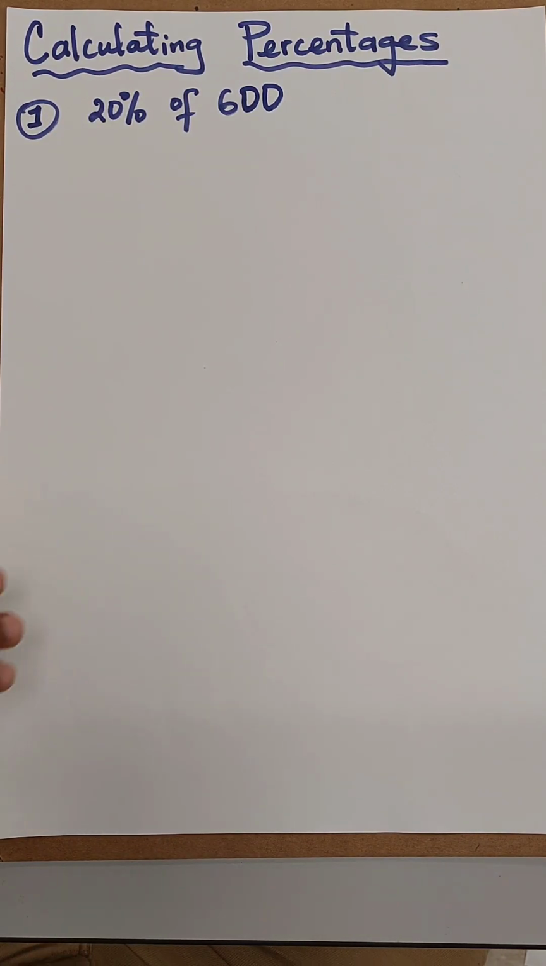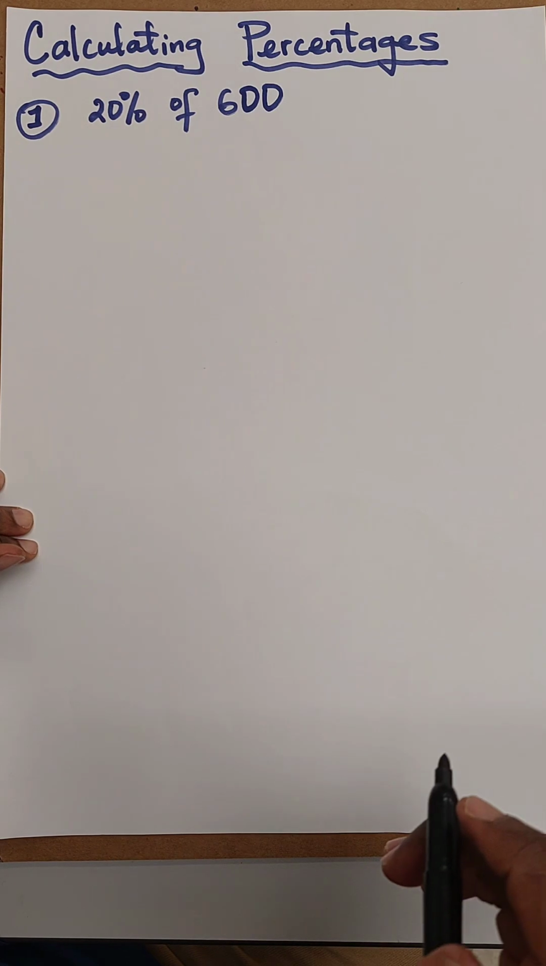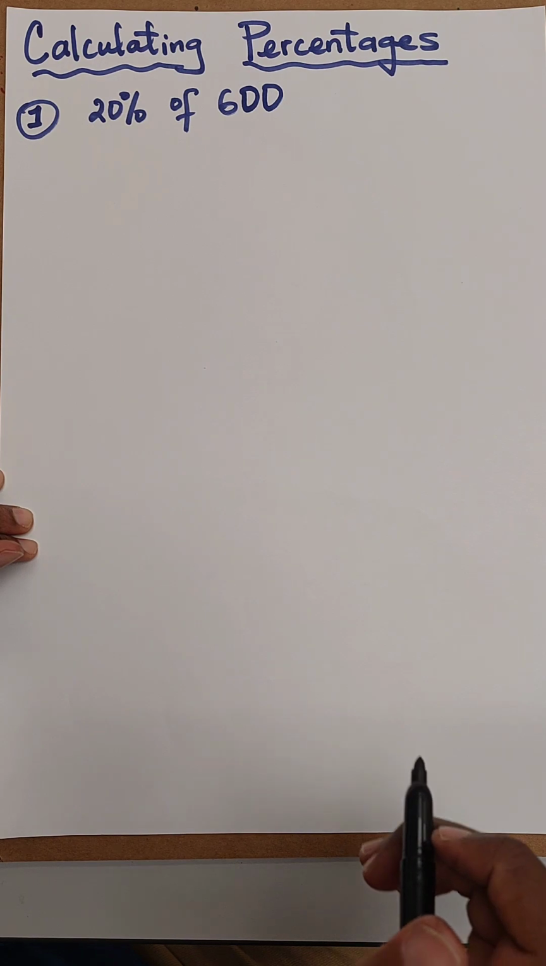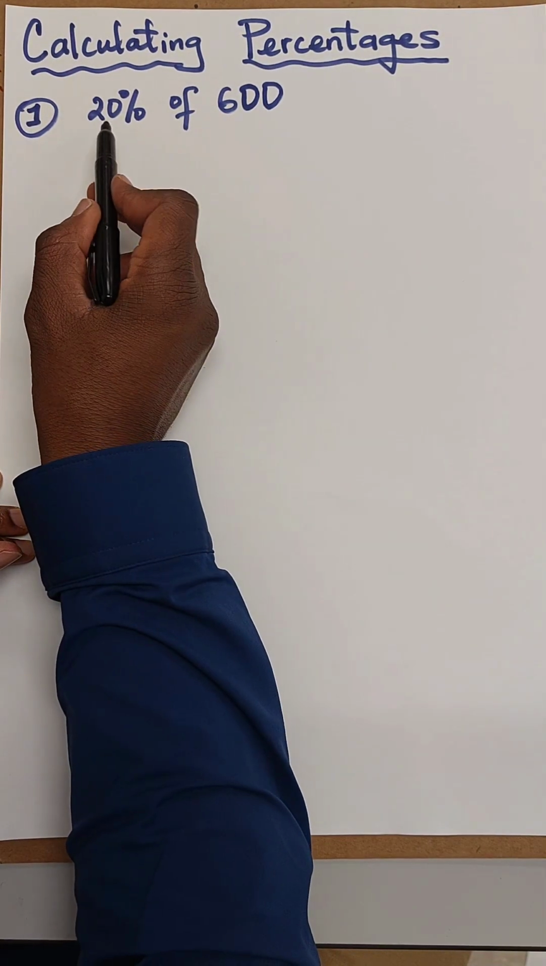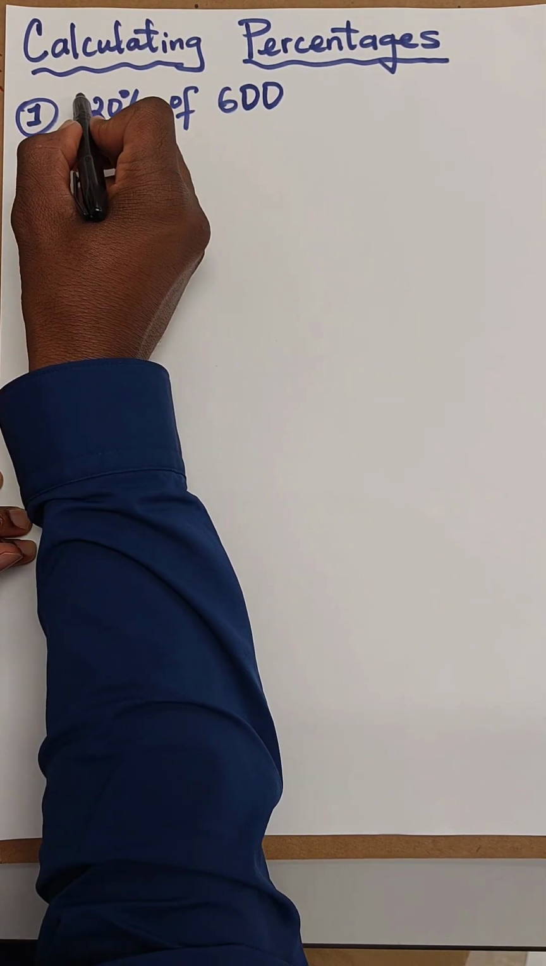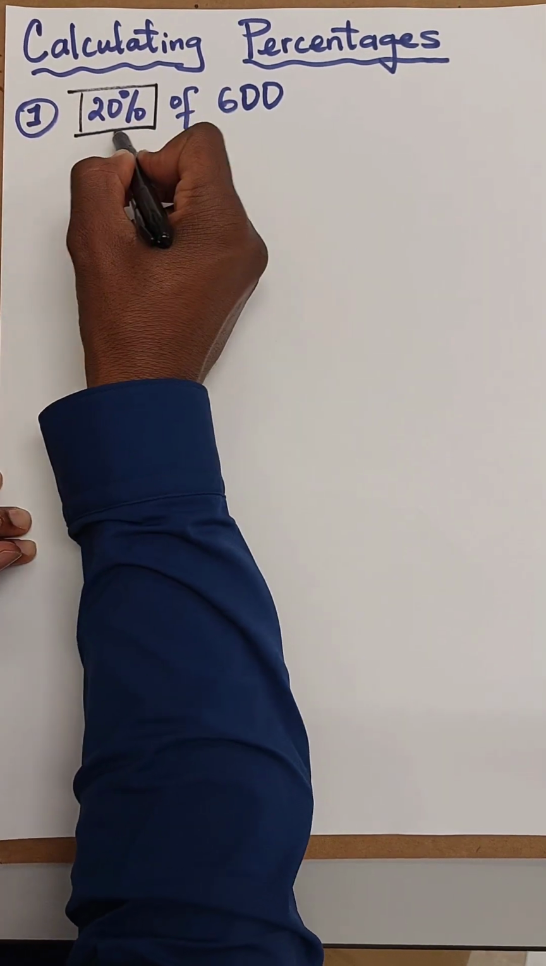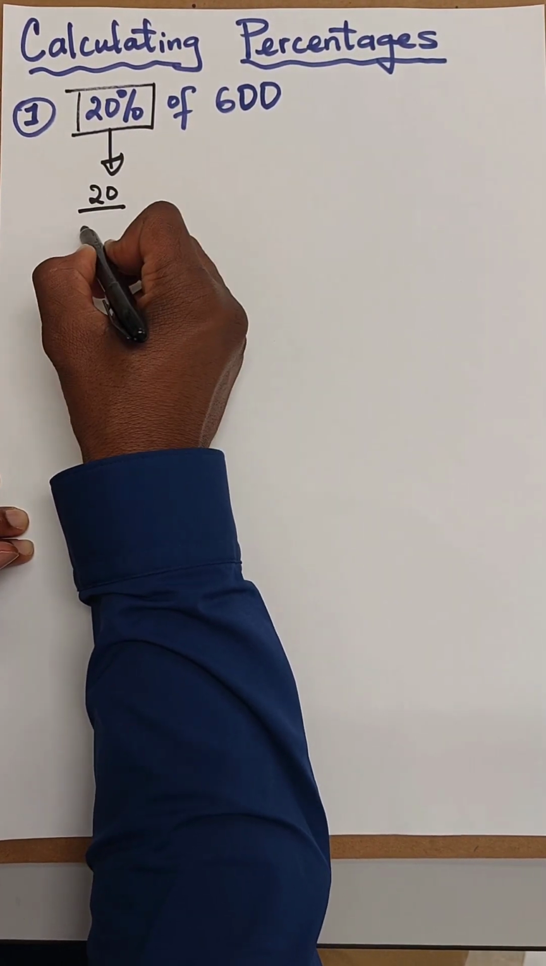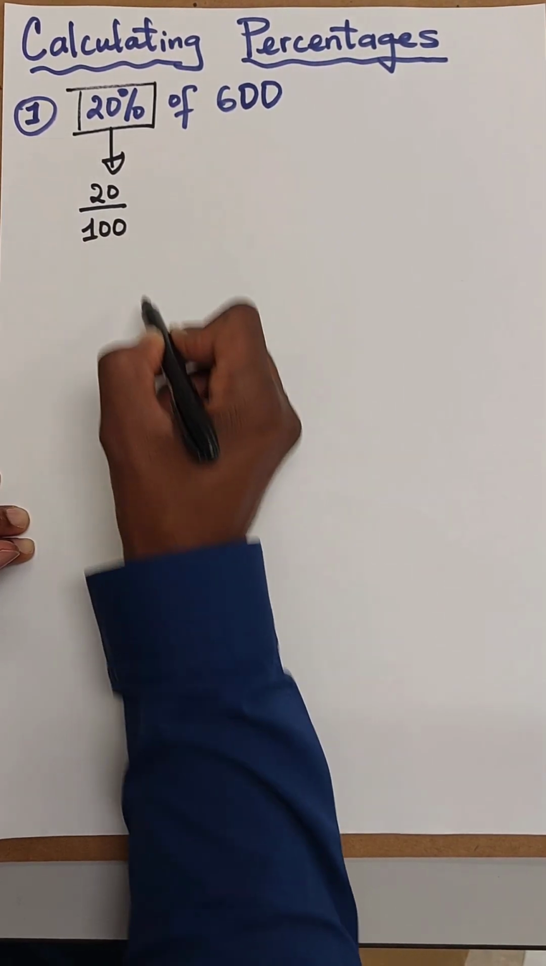When calculating percentages, it is important to stick to the conversions between percentages to fractions or percentages to decimals. Now, take for example, calculating 20% of 600. So you want to start first by understanding that 20% means 20 out of 100. So first, that is a fraction for it.